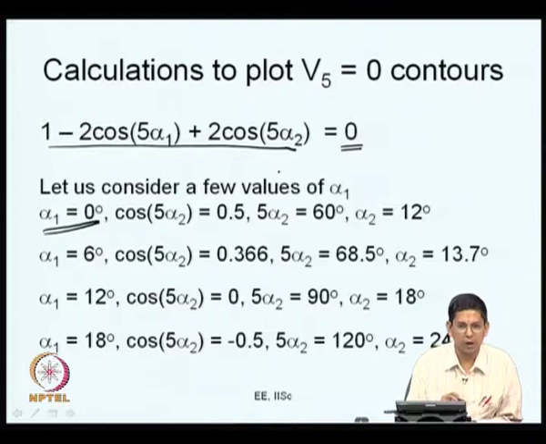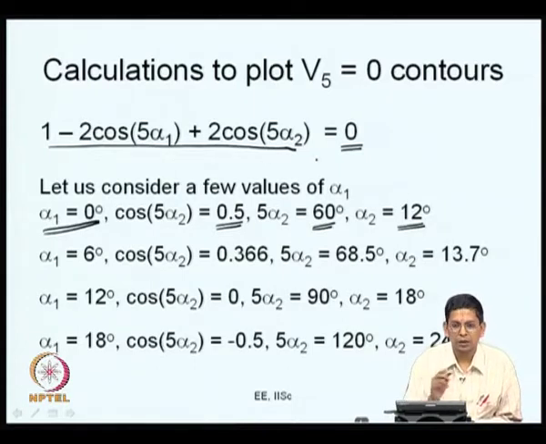So, we can solve this now. When alpha 1 is equal to 0, cos 5 alpha 1 is 1. So, 1 minus 2 is minus 1. When it goes to the other side, cos 5 alpha 2 is equal to 1 by 2, that is 0.5. So, when cos 5 alpha 2 is 0.5, what you get is 5 alpha 2 is 60 degrees. If 5 alpha 2 is 60 degrees, alpha 2 is 12 degrees, is that right? So, alpha 1 equal to 0 and alpha 2 equal to 12 degrees is a solution for V5 equal to 0.